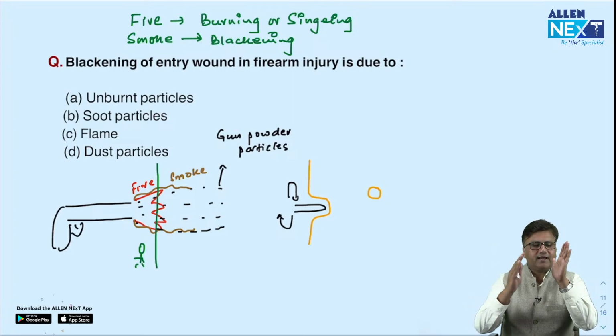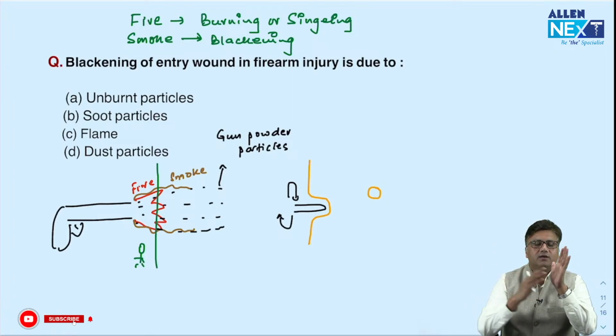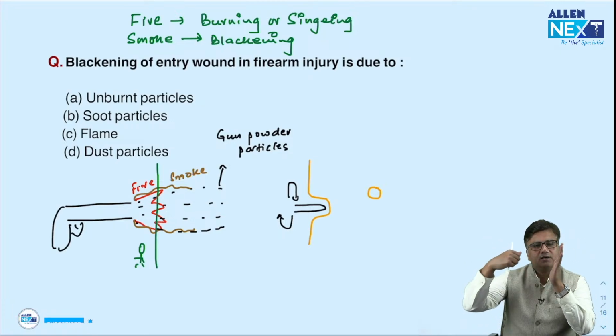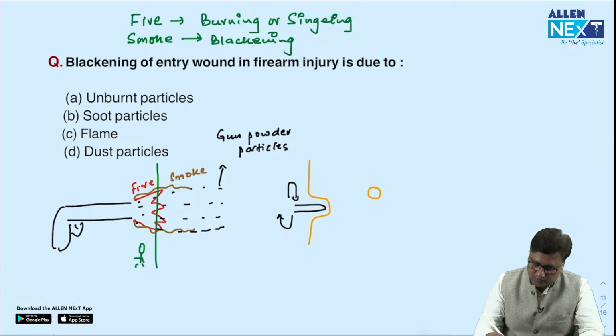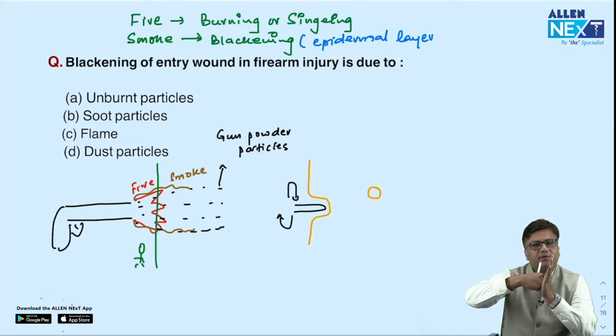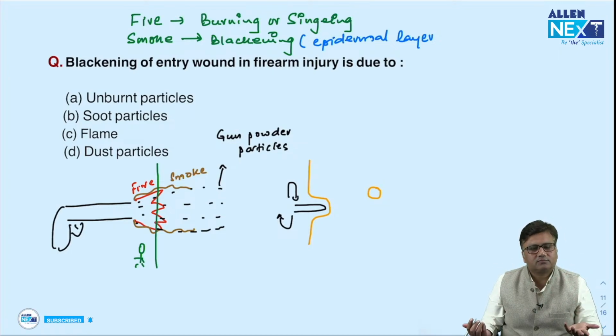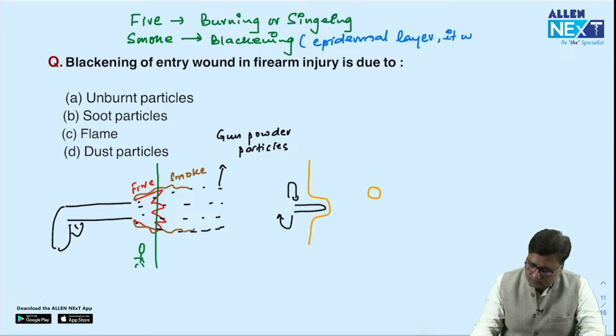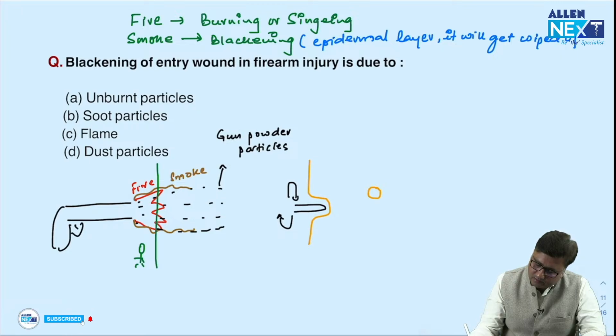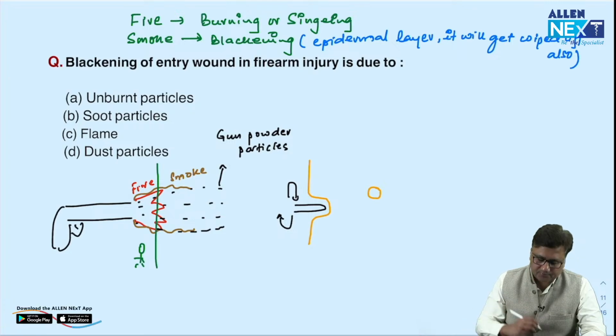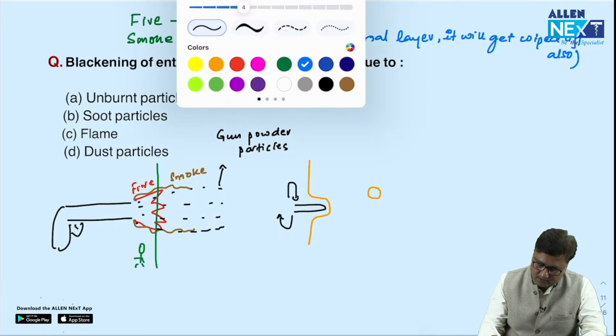The smoke is merely getting deposited on the surface of the skin. Smoke is traveling, wherever it encounters the surface, it deposits on the surface, which means this blackening is going to be seen on the epidermal layer, and it is just a deposit on the epidermal layer, which means if you wipe it off with a wet cloth, it will get wiped off also, right?